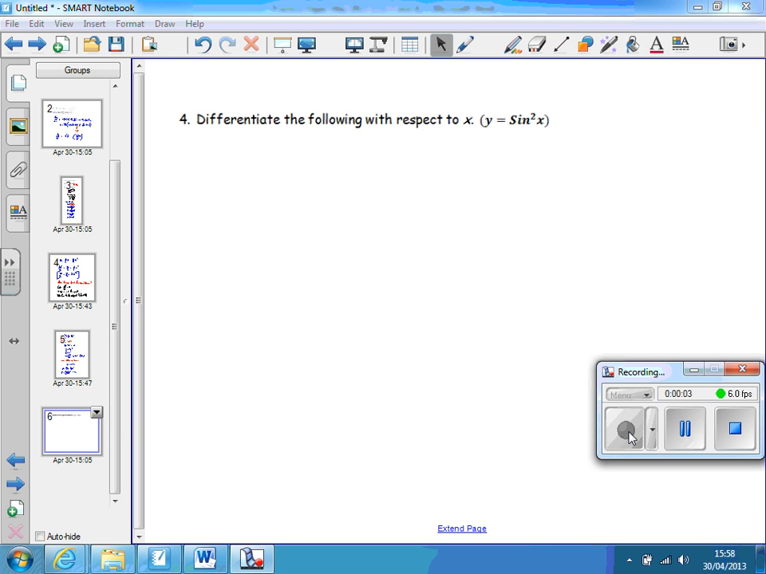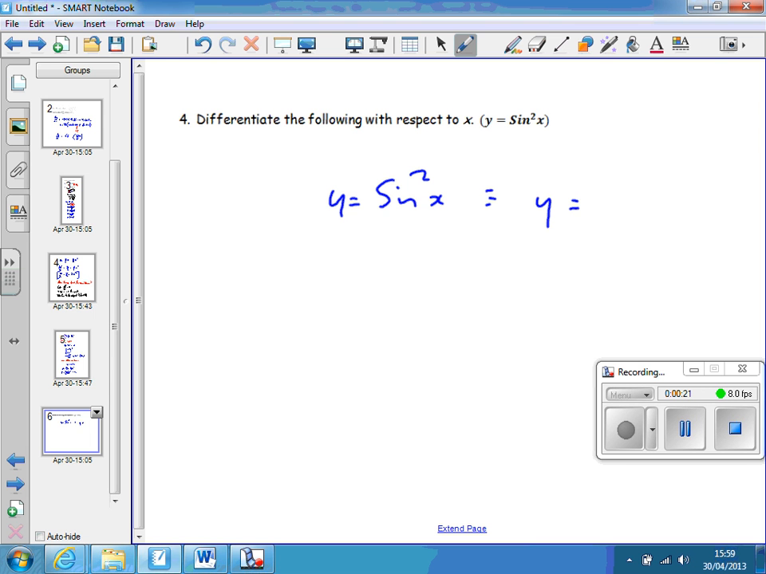Right, let's have a look at question number 4 now then. Okay, quite a straightforward, or seemingly straightforward, question. All we've got to do is differentiate this function. But we have to remember that y equals sine squared x is a shorthand way of writing y equals sine of x all squared.